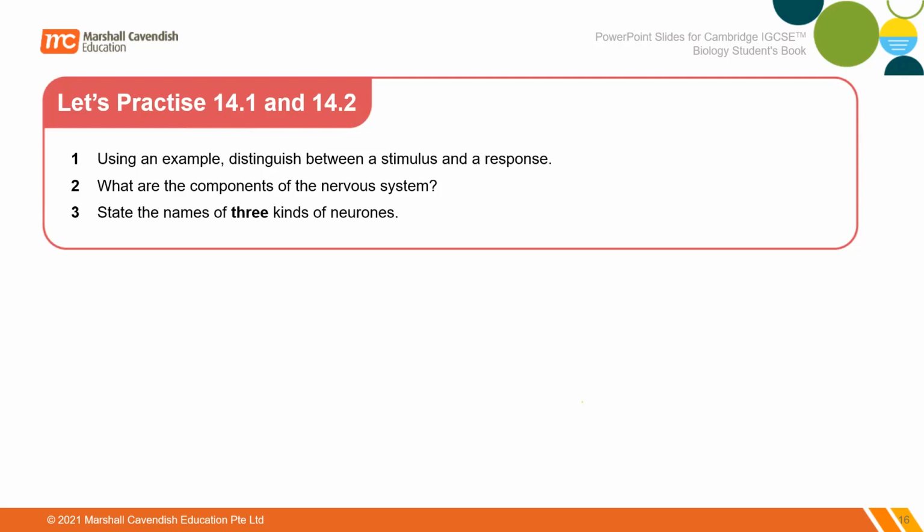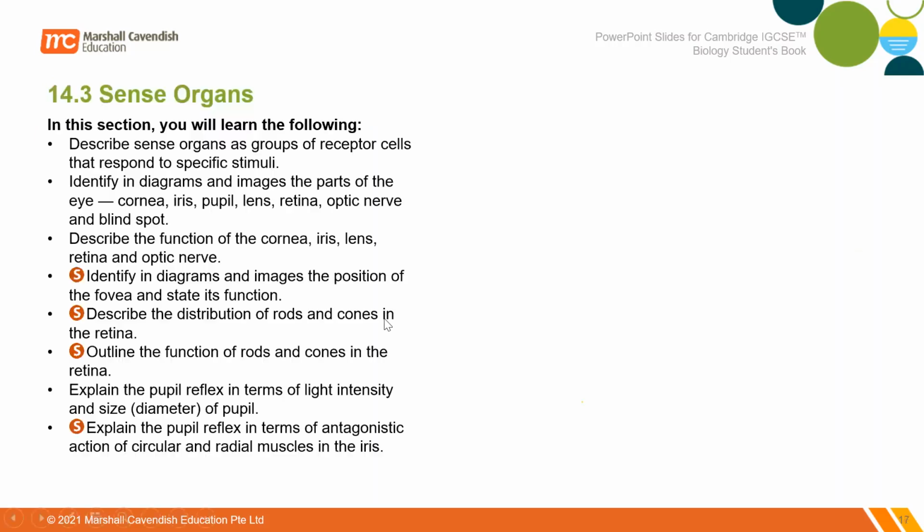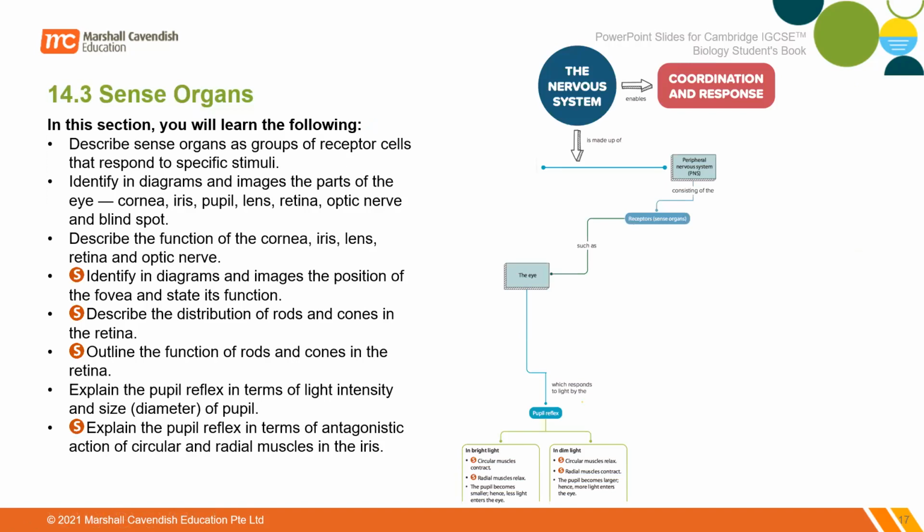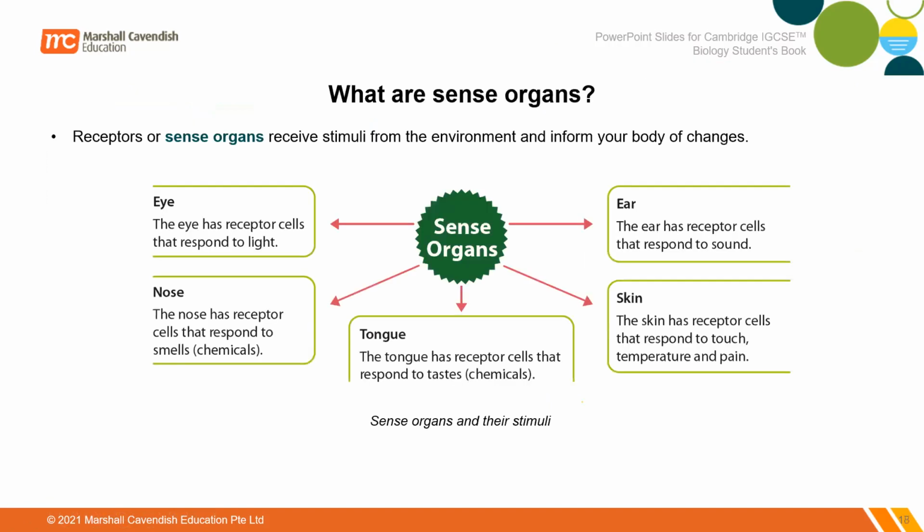Okay? So, state the names of 3 kinds of neurons. What are the names? Sensory neuron, yes. Motor neuron, yes. Relay. In the brain, we have relay neuron. Perfect. Okay. So, the next organ, definitely we will talk about the eye structure.